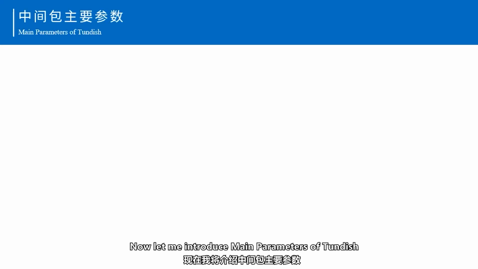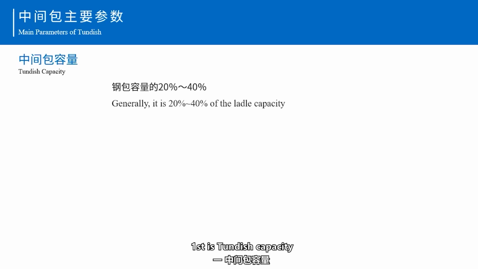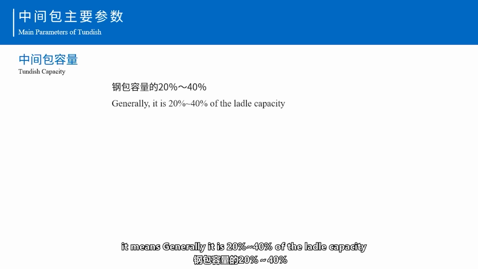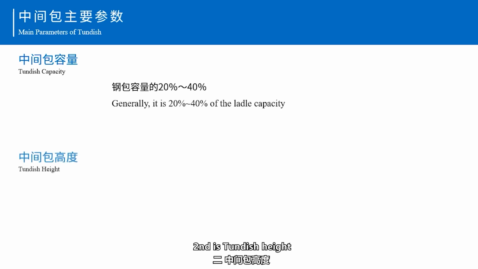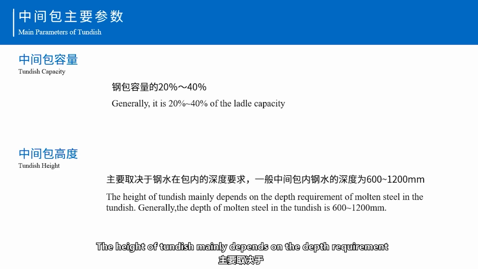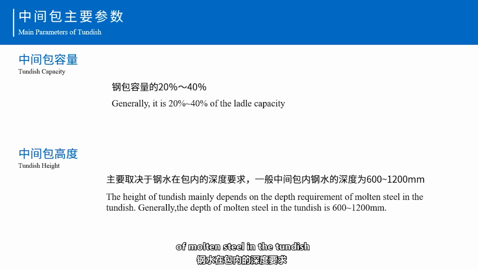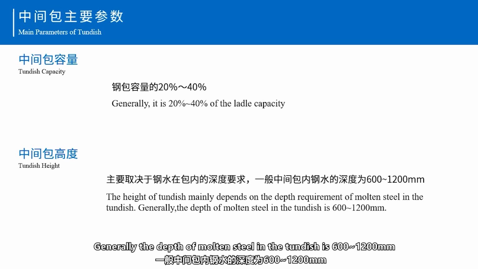Now let me introduce the main parameters of the TUNDISH. First is TUNDISH capacity. Generally it is 20% to 40% of the ladle capacity. Second is TUNDISH height. The height of the TUNDISH mainly depends on the depth requirement of the molten steel in the TUNDISH. Generally, the depth of the molten steel in the TUNDISH is 1200 to 1600 mm.